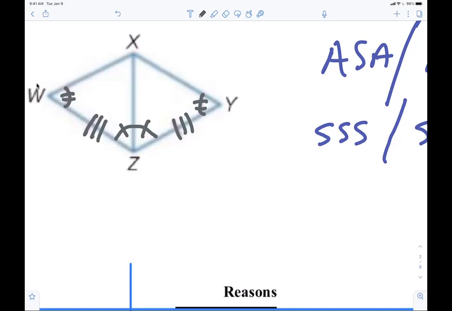Now, let's just say for some strange reason you didn't see that. I didn't see that right off the bat, which is possible. And then you told me that XZ was congruent to XZ. Now, what could you say? Those triangles are congruent by what? You could say they're congruent by side, angle, side. Does everybody see that? You could also say the triangles are congruent by angle, angle, side.